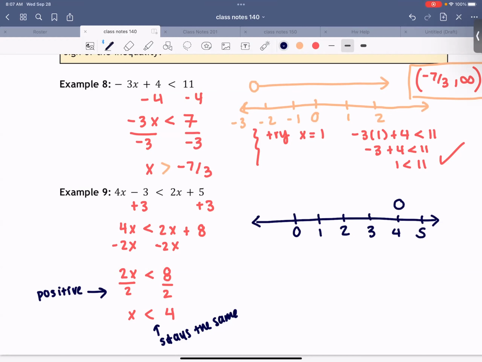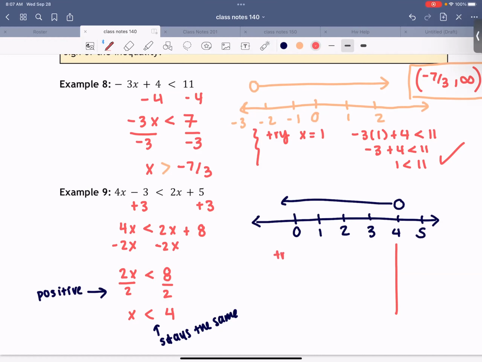And if x is less than 4, should I fill in to the left or to the right? Left. The left, right? And the thing is, I'm not very good at figuring out if I should fill it in to the left or to the right. I know that might be intuitive to you guys, but if you're ever confused as to where the arrow should go, you can always plug in a point and see if the inequality works, okay?